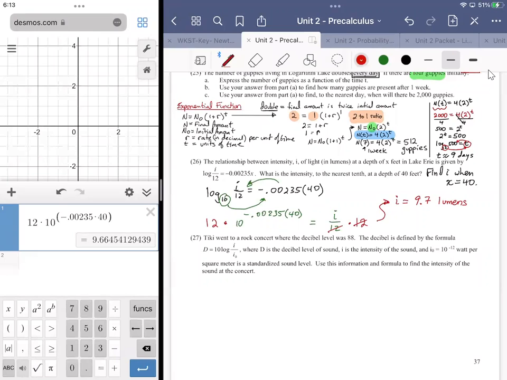All right. So that's it for that one. Much, much simpler because you didn't have to invent the equation on your own.